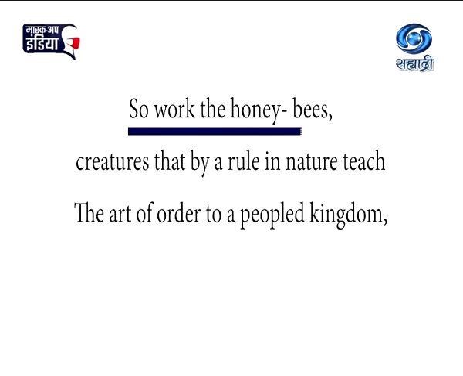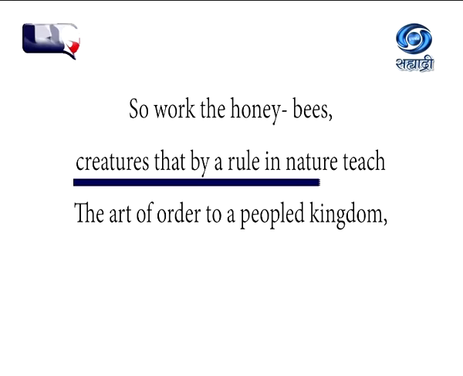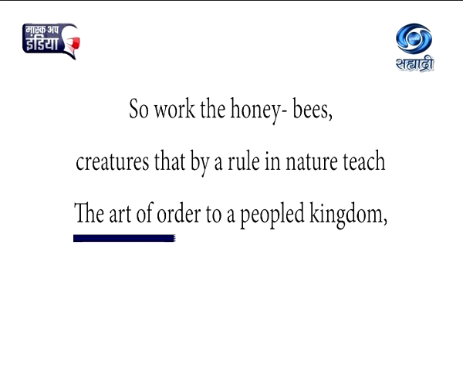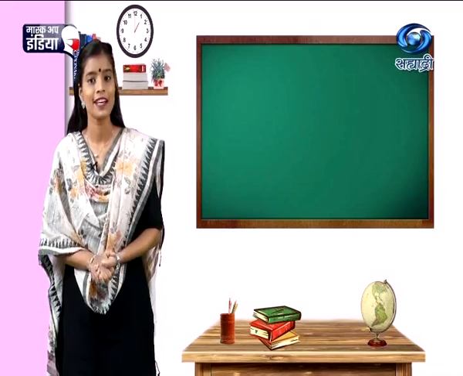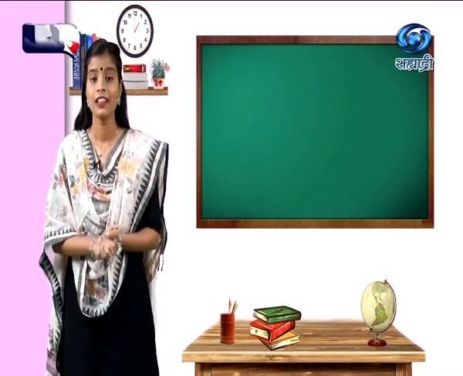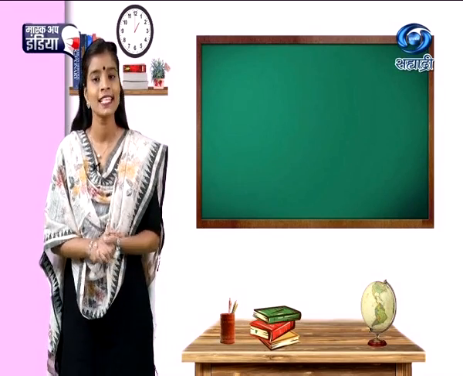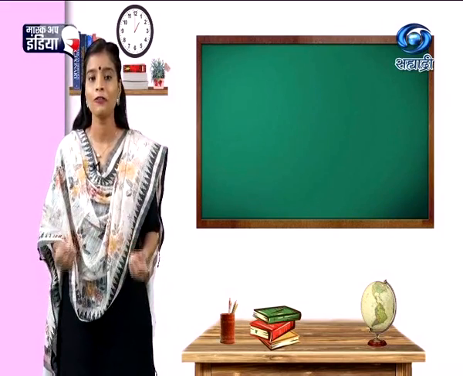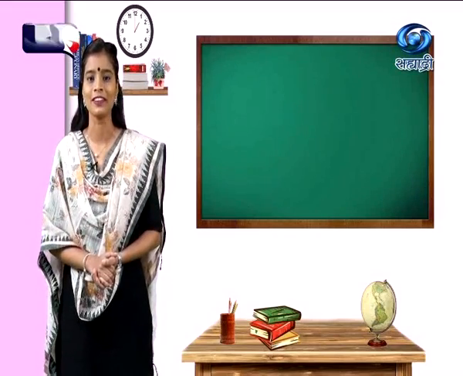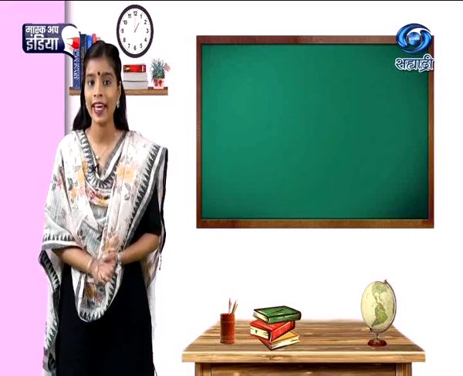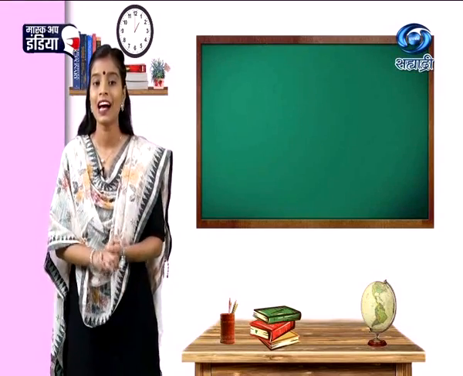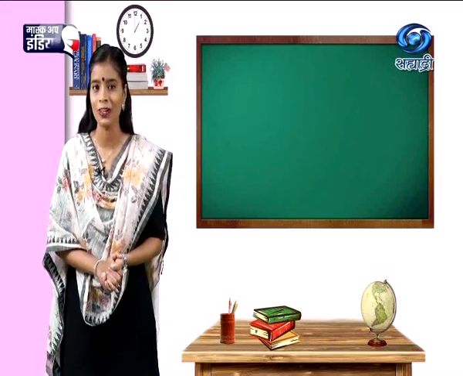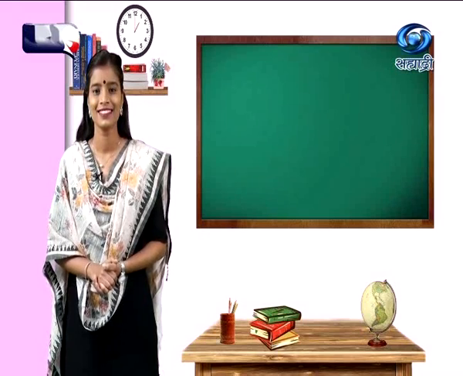So work the honeybees, creatures that by a rule in nature teach the art of order to a peopled kingdom. This poem is about honeybees. The poet says the honeybees teach us, that is humans, about the art of maintaining law and order. They teach a kingdom that is ruled by people how to maintain law and order in the society.